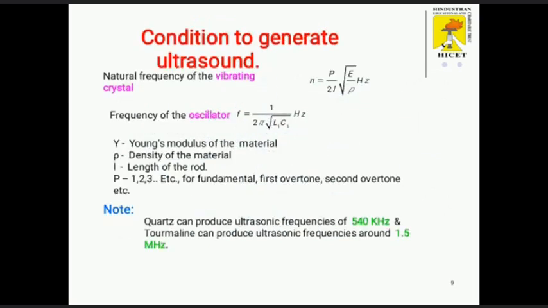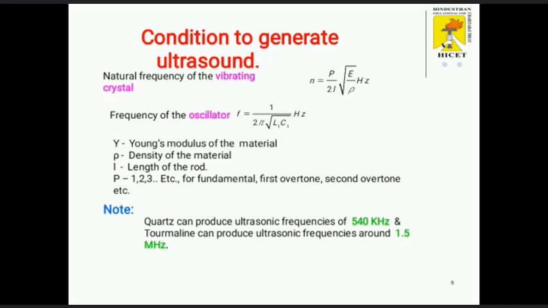So the conditions to produce ultrasound: the natural frequency of the vibrating crystal n equals p by 2l root of E by rho hertz. The frequency of the oscillator f is equal to 1 by 2 pi root of L1 C1 hertz. Here Y is the Young's modulus of the material, which I have mentioned in the equation as capital E, and rho is the density of the material, l is the length of the rod, and p is the fundamental, that is, the external mechanical force I have given.